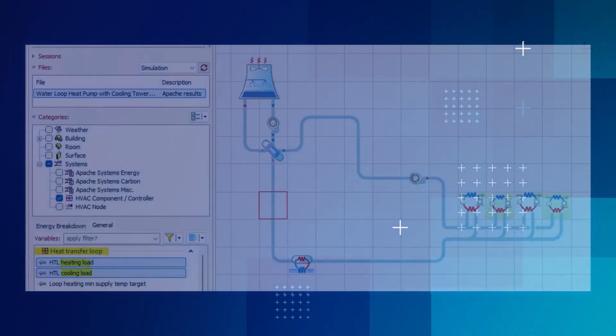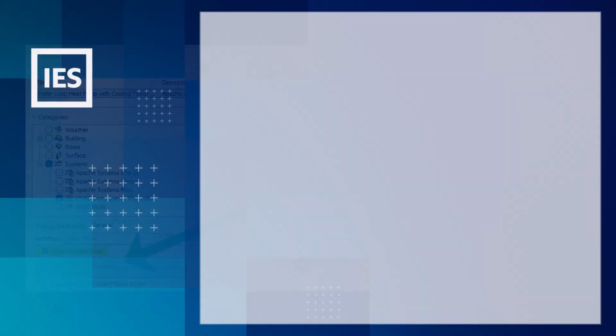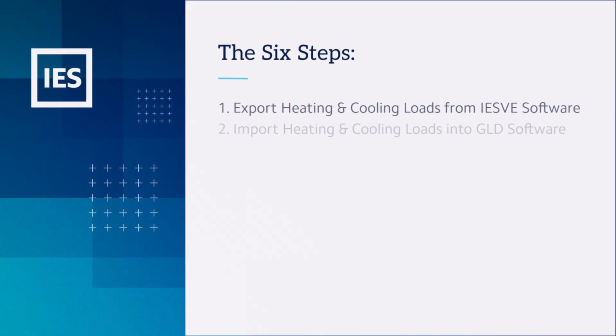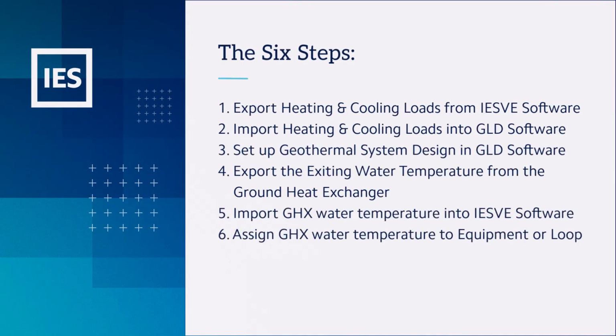And as a reminder, for any type of system configuration, the ground temperature assignment should only be assigned to the loop whereby the heating loads and/or cooling loads were exported from, way back in step 1. That is why it is so important for you to take ownership of the system configuration and exchange of loads data in step 1 through to the temperature assignment in step 6.